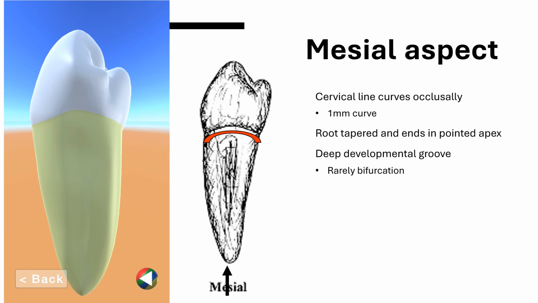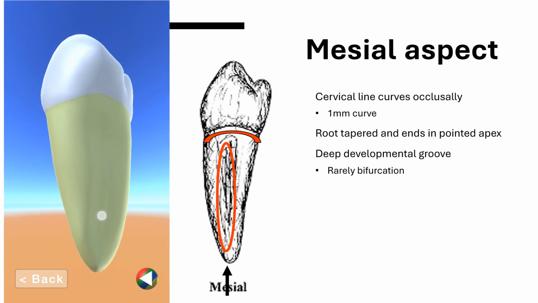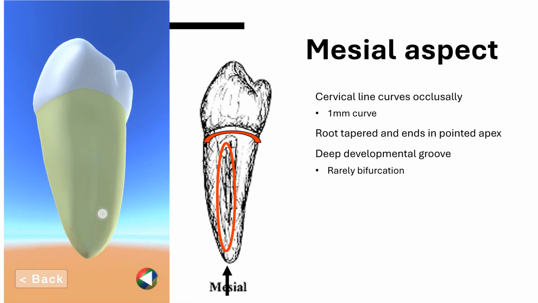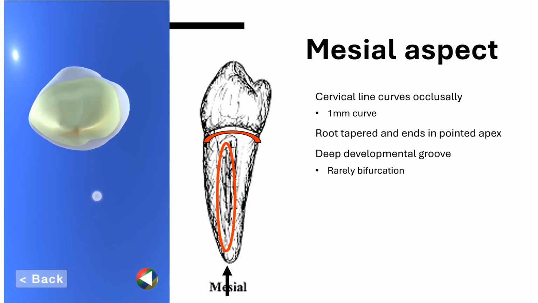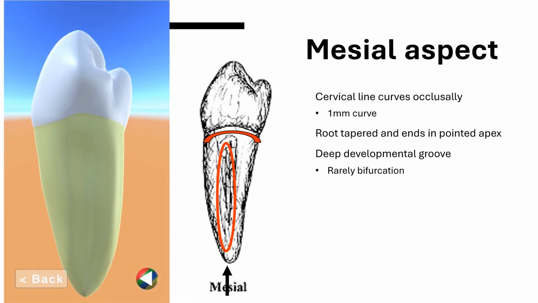The root is tapered, and usually it shows a deep developmental depression on the mesial surface of the root, which you can make out from an angle like this. You can make out there is a concavity in this particular region, and we will be having better anchorage because it's a single rooted tooth.